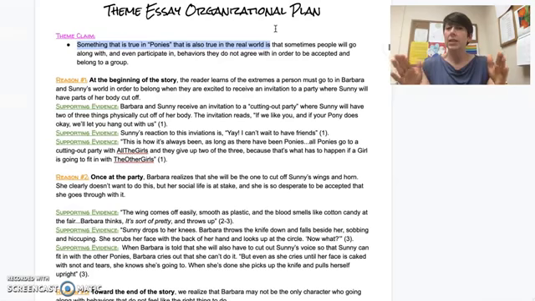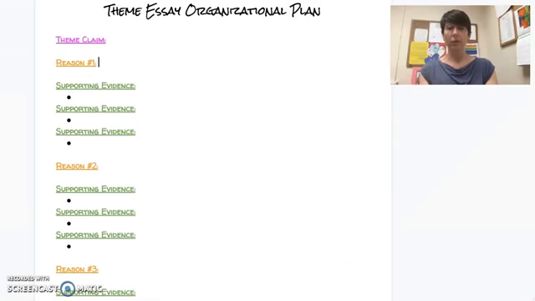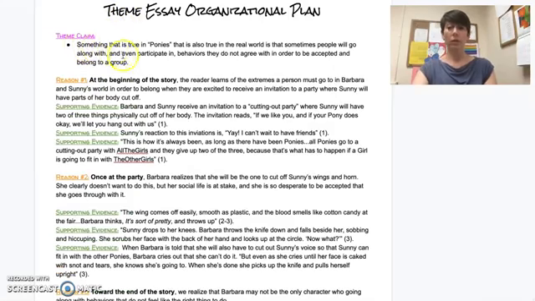Actually, I think right now it's hidden underneath Jackie's theme poster, so if she wants to just lift that up and move hers over to the side, you can all see that. I recommend and I want your theme claim to start with one of those stems from that poster on the back wall. And on your own plan, right here by theme claim, you're going to type your theme claim for your novel just like I did.